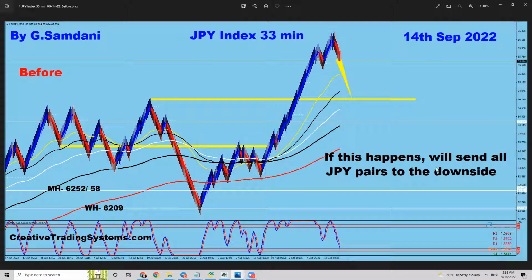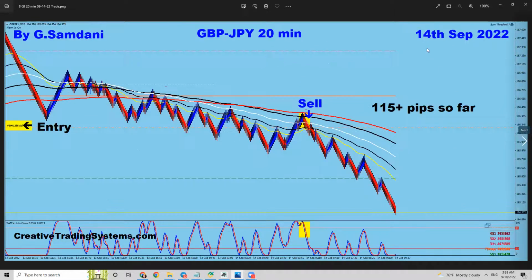On the 14th, I said all yen pairs are going to go down. So what did I do? I found some short setups in yen pairs. For example, on the 14th, I found this one in pound yen. A nice looking short setup, and you all know my setup. Four conditions: yellow has to be below the black line, this indicator goes all the way up and turns to the downside, price makes a lower high, and a blue candle turns into a red candle.